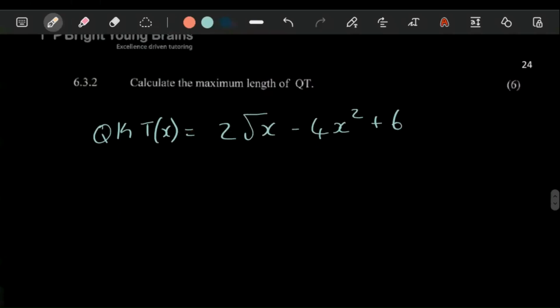So here they said now, if you're going to get the maximum length, this is quite a straightforward question. You just differentiate the length equation, and then you make it equal to 0. Whatever x value you get, you sub that into the length equation. Because this length equation basically states that if you put in a specific x value, it will give you the length at that x value.